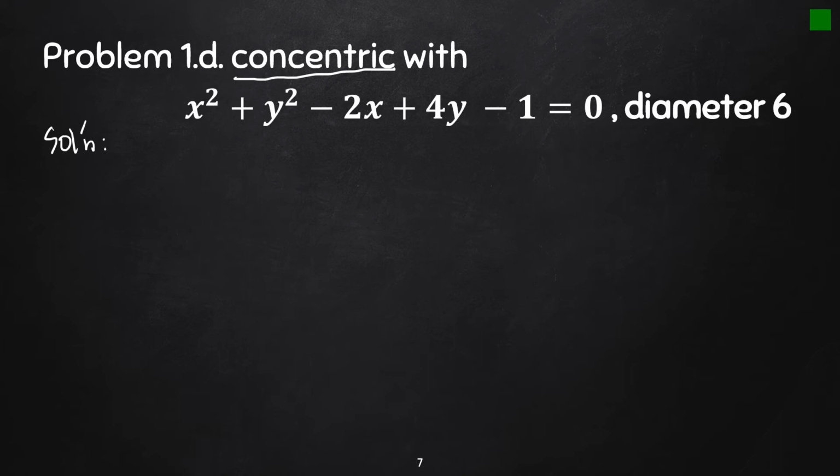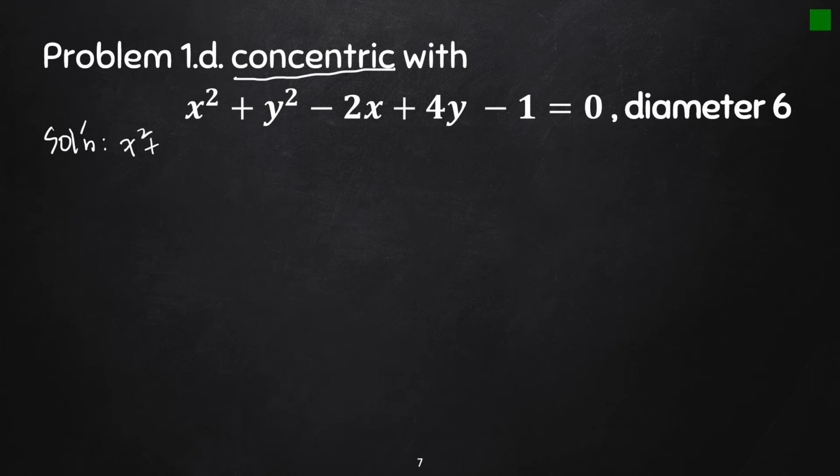Okay, so the circle with the equation x squared plus y squared minus 2x plus 4y minus 1 equal to 0 has the same center as that circle we're trying to solve. We're trying to find its corresponding equation. So therefore, the two have the same center. To find the equation of the circle we are looking for, we need to first find the center of this circle, which is concentric to our circle.